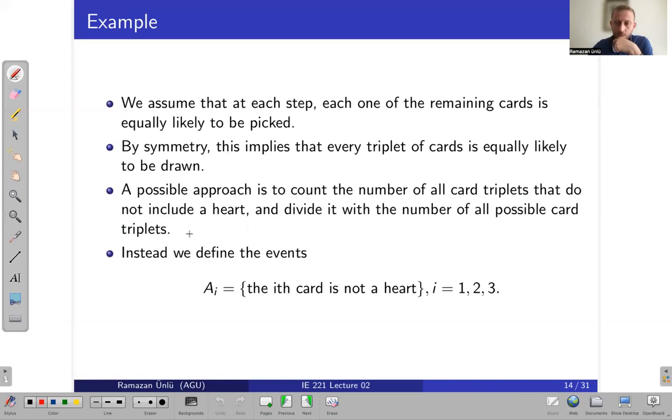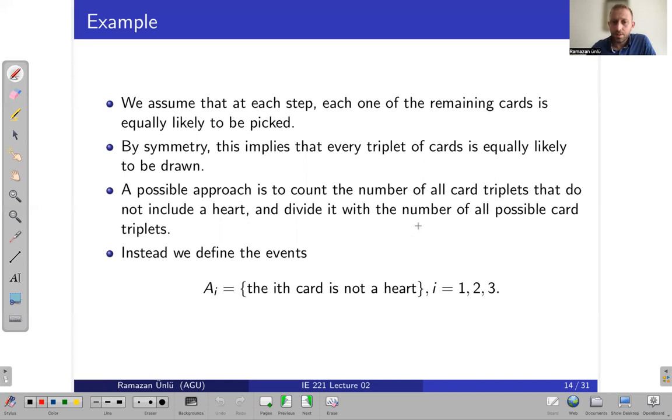There is a way to calculate this probability such that we can count the number of all triple cards, and we can pick the ones which do not include a heart, and divide by all the possible card triples.